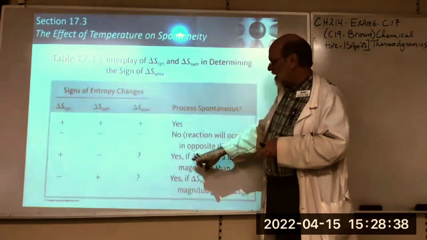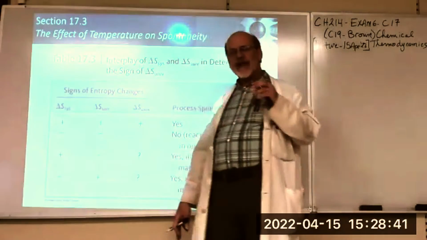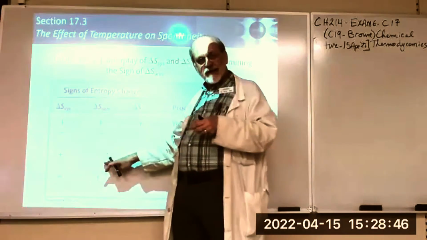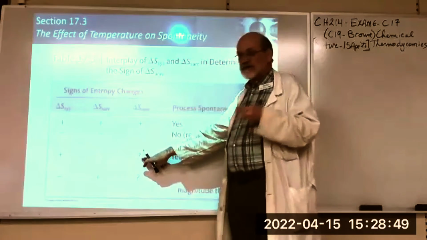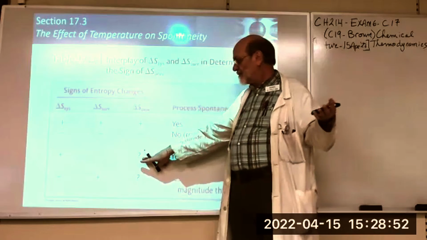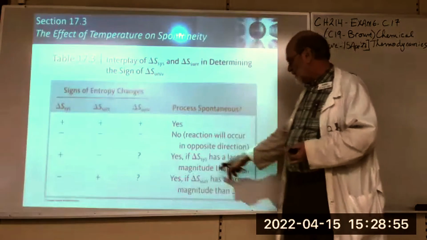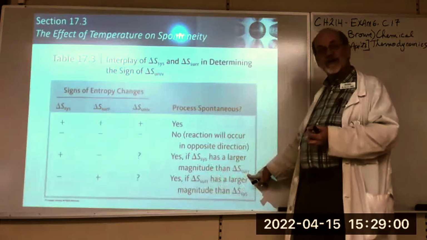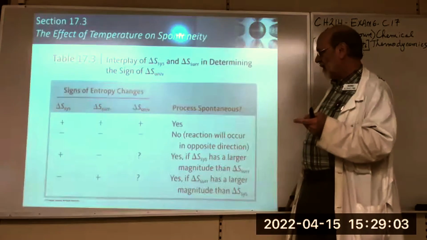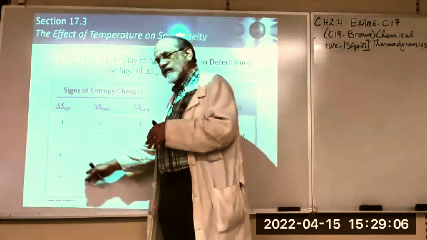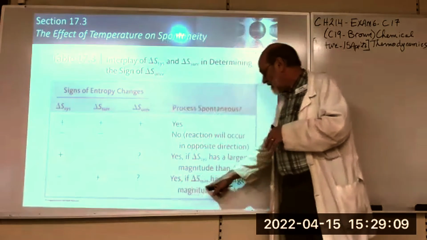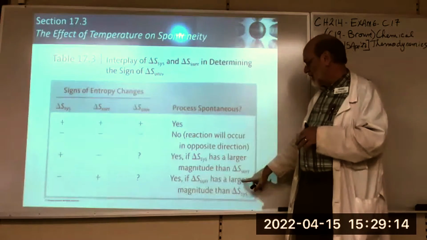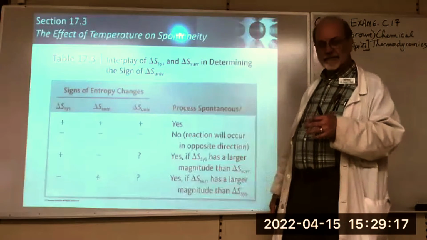If the entropy for the system is increasing and the entropy for the surroundings is decreasing, then it depends on which one is bigger. If delta S for the system has a larger magnitude than the surroundings, it's spontaneous. The other way around, if the system is negative and the surroundings is positive, then the surroundings would have to be larger than the system in order to be spontaneous.